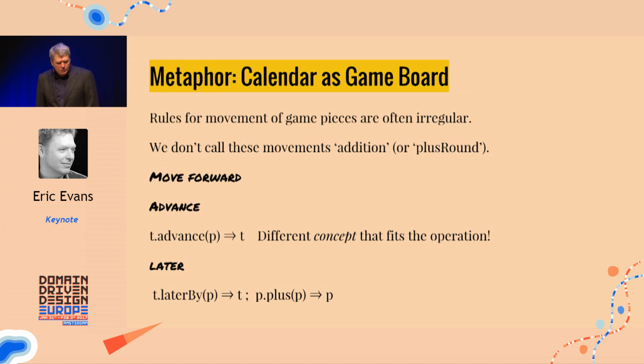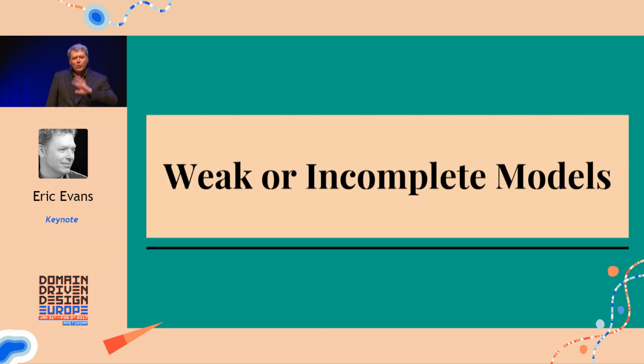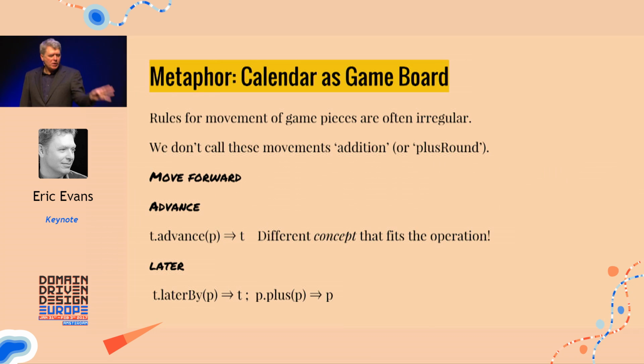So I would be happy to have advance or later as the operator. At that point, I wouldn't consider those particularly awkward names. Okay, so anyway, that was one point I wanted to make about how I would respond to these imperfections in the model. Not by trying to perfect it, but by trying to make it more honest about itself. Not hide kind of awkward things under pretty names.